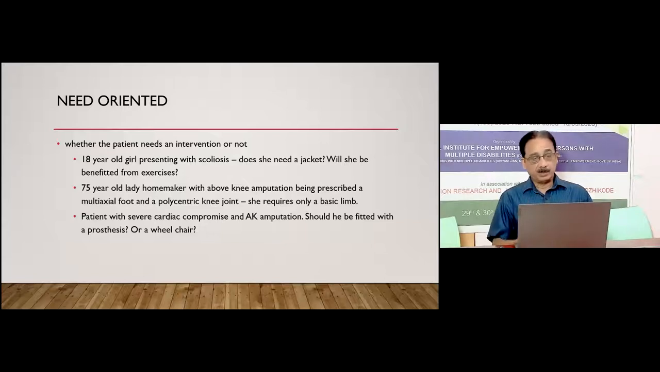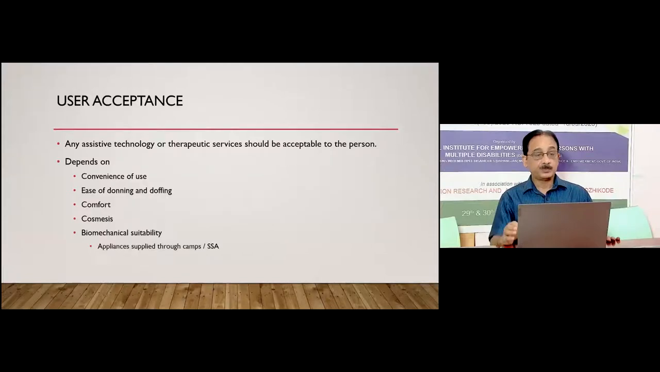Then another patient, a patient with a severe cardiac compromise, heart related problem, and having undergone above knee amputation. Should we go for an AK prosthesis for this patient, or should we go for a wheelchair? My answer will be, we will prefer a wheelchair, because even after making an AK prosthesis, either modern or conventional, whatever it is, the patient requires a lot of energy to ambulate, and his cardiac condition does not allow this. So he will not be able to use the limb. So if we prescribe a wheelchair, that will be much better to make him mobile.